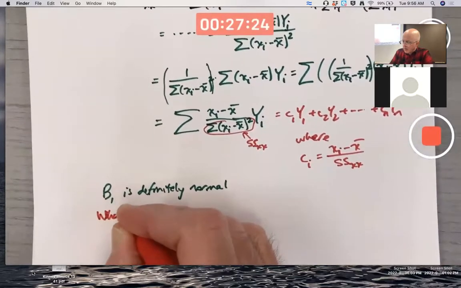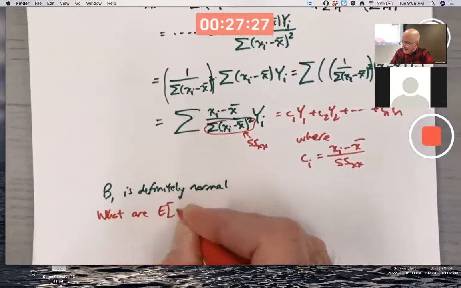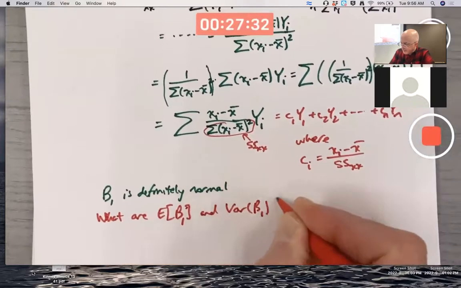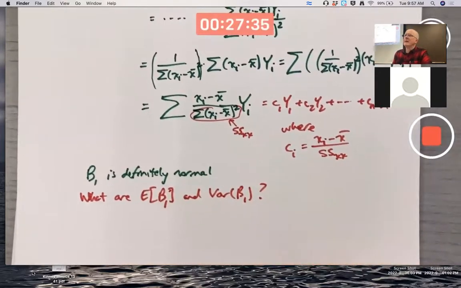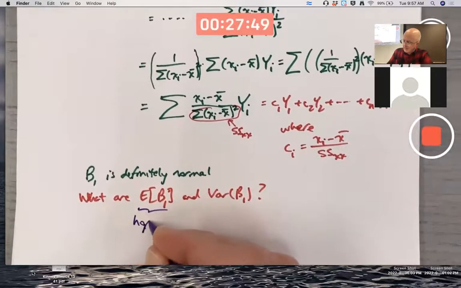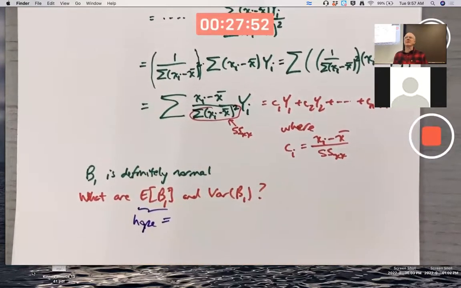What are the expected value of B1 and the variance of B1? You would hope, think about what we hope with estimators. You would hope that this equals something you're familiar with, something simple, something you've read about even, if you did the reading, something that even if you didn't do the reading should make sense. What would you hope that that equals?